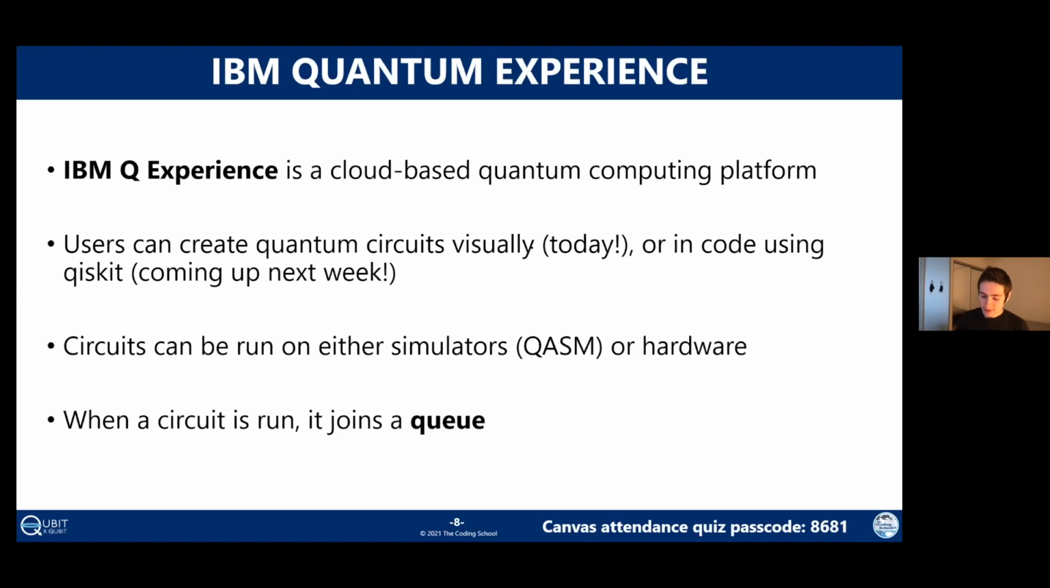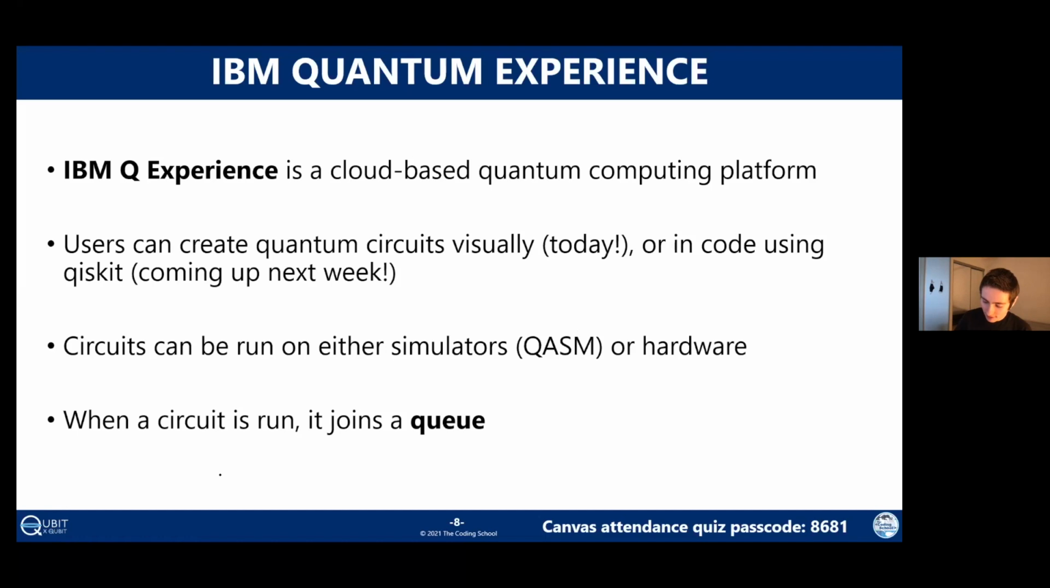As I alluded to before, circuits can be run either on simulators, which you'll see are called QASM simulators, or on actual hardware. You'll see there are these two options on the actual website for whether you want to run on a simulator or run on hardware. And when you run a circuit, regardless of whether it's for a simulator or for hardware, your circuit is going to join a queue. Whatever target you have, the simulator or the hardware, is going to work through all of the orders in the queue, and then it'll eventually get to yours.